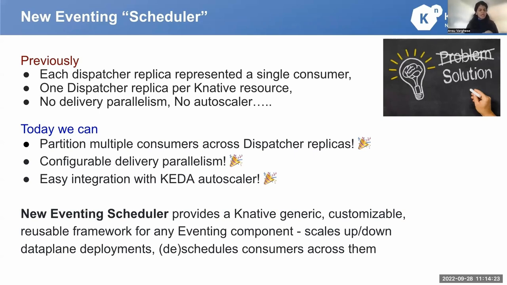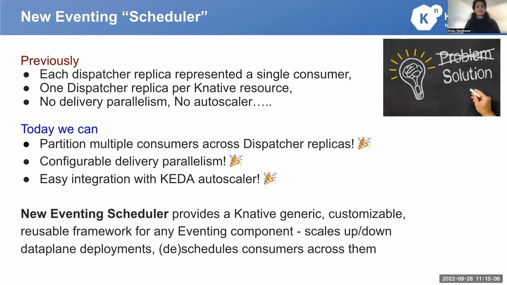So currently, each dispatcher backend replica instantiates one consumer for each Knative resource. And with an increasing number of resources, the dispatcher resources need to be increased as well. We also need to be able to configure how many consumers we need to run for a specific resource. In addition, users today don't have a way to configure parallel deliveries to increase throughput. The only way to increase throughput is by scaling the data plane deployments and partitioning consumers across them. So that's exactly what our solution does.